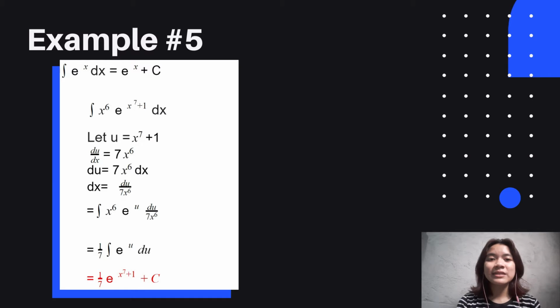We can cancel x raised to 6 and separate 1 over 7. It will be 1 over 7 times e raised to u times du. Substitute u, the answer will be 1 over 7 times e raised to x raised to 7 plus 1, plus c.